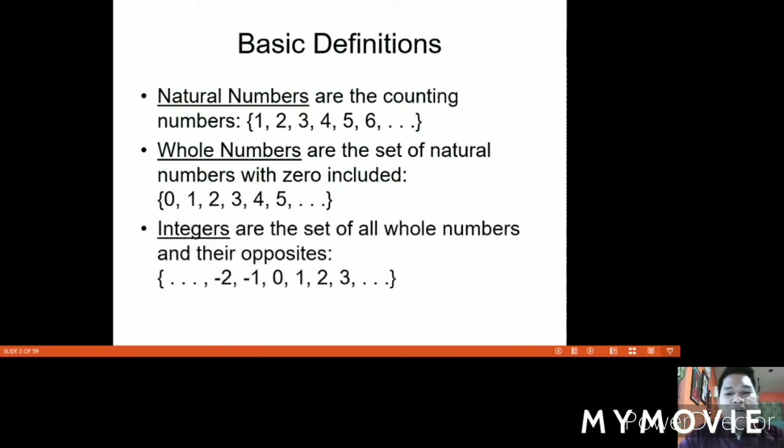Integers are the set of all whole numbers and their opposites. So we have here our whole numbers 0, 1, 2, 3, 4, 5. The opposite of 0 is 0. The opposite of 1 is negative 1. The opposite of 2 is negative 2. So these are the very important definitions.